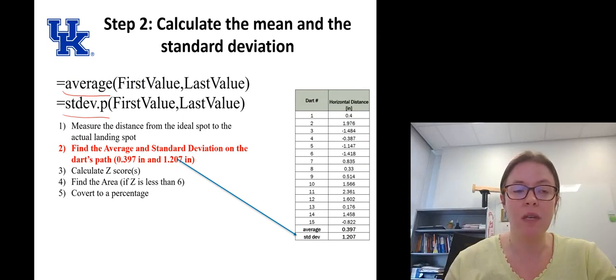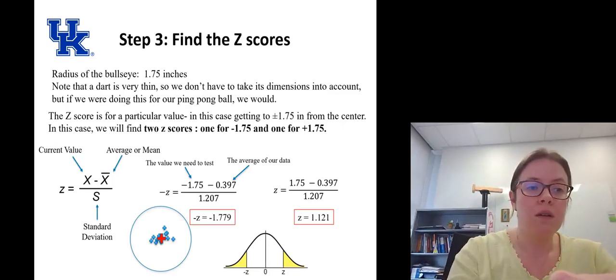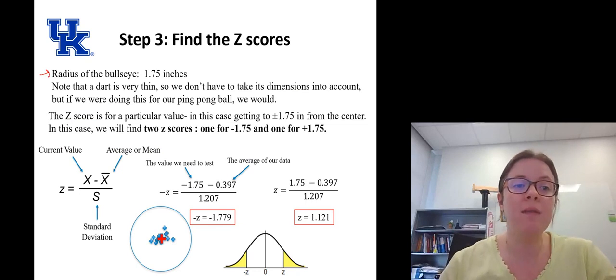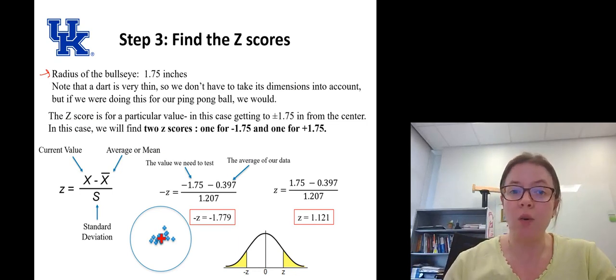The next step is to find the z-scores. First off, we need to point out that the radius of the bullseye is 1.75 inches. You would know, obviously, the radius of your target in your scoring structure.